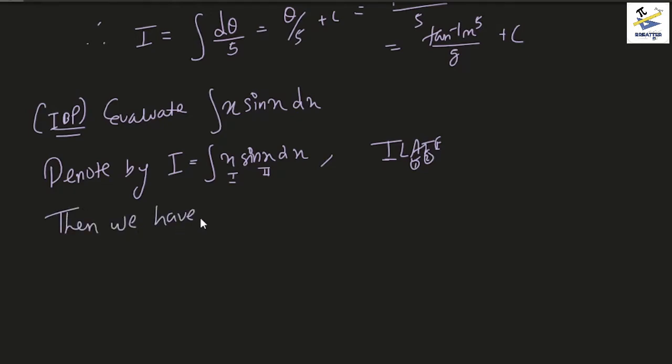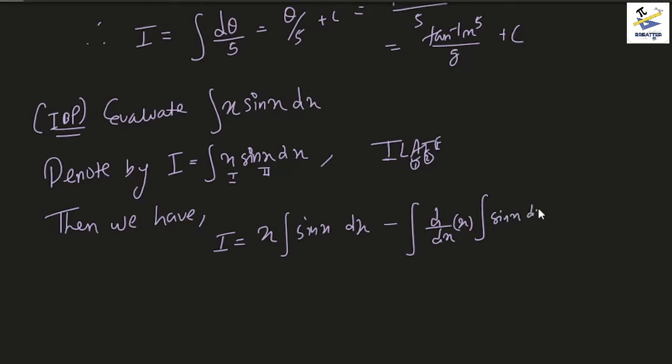So the algebraic function should be function 1, and the trigonometric one should be function 2, right? Then we have I equals to x into integral of sin x dx minus integral of derivative of x, which is d dx of x, into integral of sin x dx, and the whole thing is dx here, right? Now integral of sin x is minus cos x, so this is minus x cos x, minus integral of d dx of x, which is just 1, and integral of sin x is again minus cos x, right?